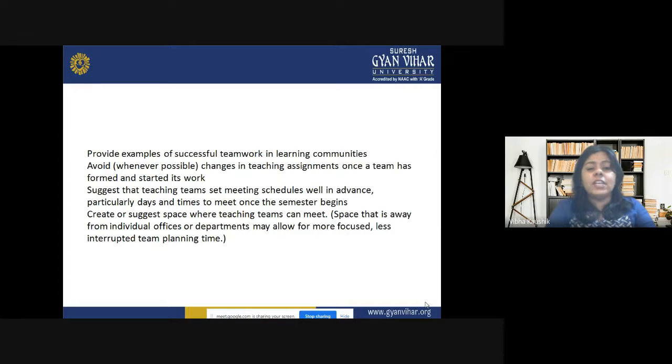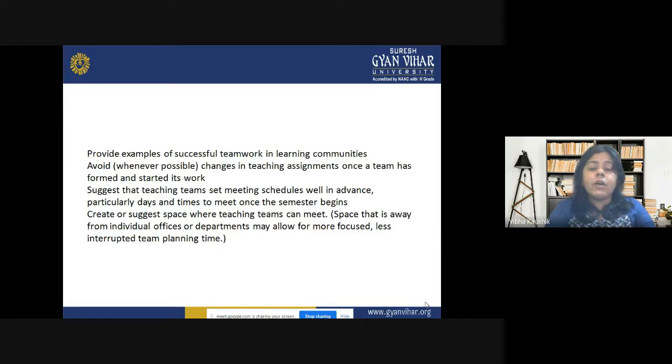Suggest that teaching teams set meeting schedules in advance, with particular days and times to meet once the semester begins. Create or suggest a space where teaching teams can meet, a particular place where all the teaching teams can meet. A space that is away from individual offices or departments may allow for more focused, less interrupted team planning time.